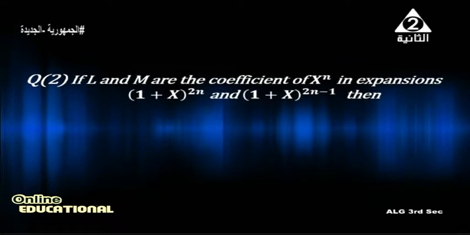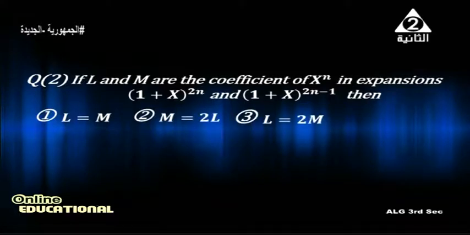Another one. If L and M are the coefficients of x to the power n in the expansions of (1 plus x) to the power 2n and (1 plus x) to the power 2n minus 1, then choose the correct answer. What is the relation between L and M? Is it L equals M, or M equals 2L, or L equals 2M, or L plus M equals 0?